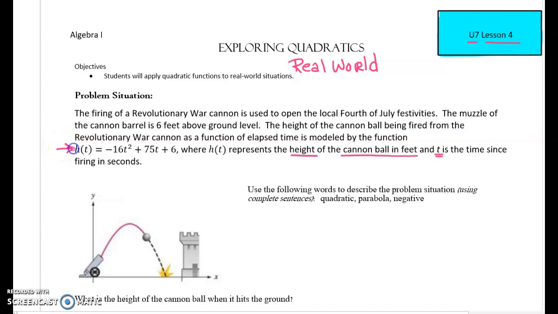So it tells us a bunch of things in here. It tells us that h of t is the height of the cannonball at any point as it's traveling in this parabola, right? And t is the time ever since it's been fired.